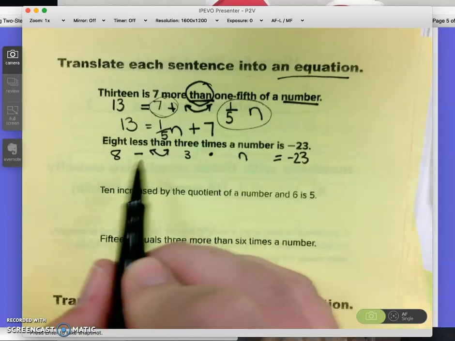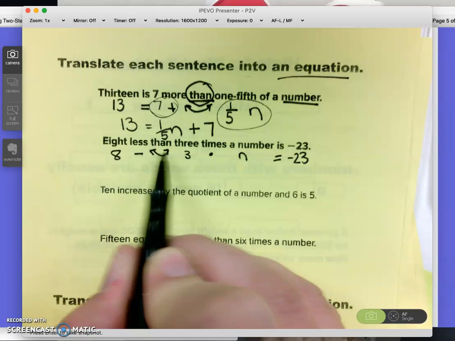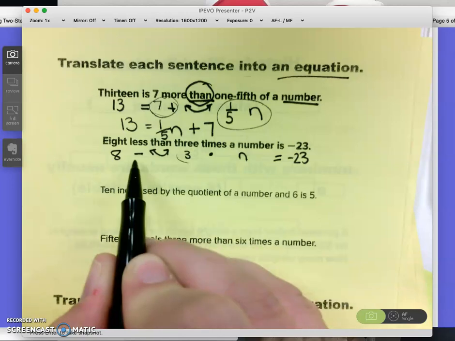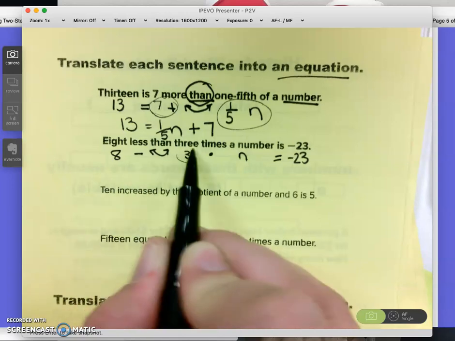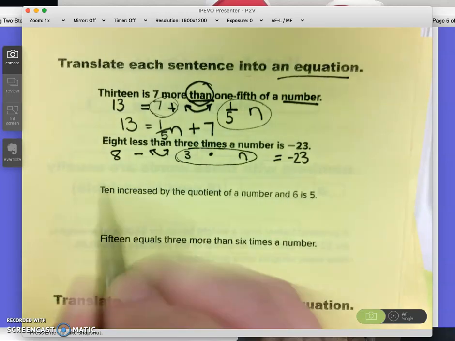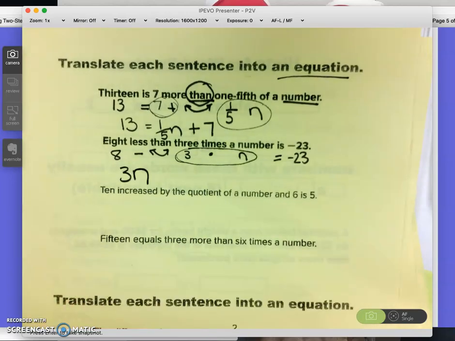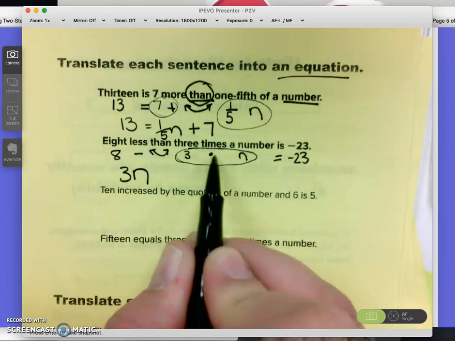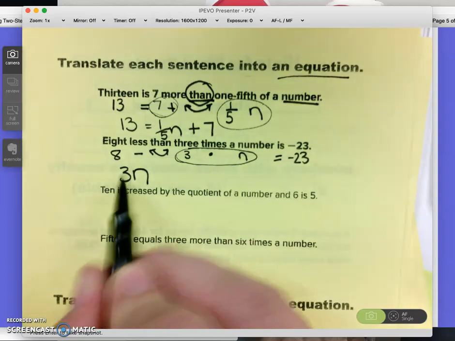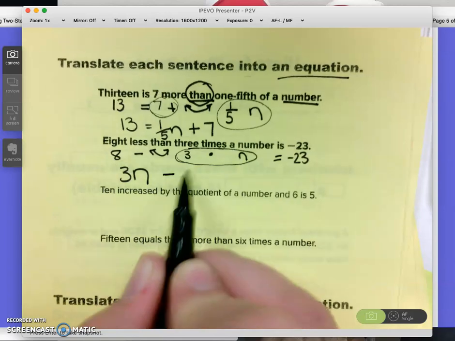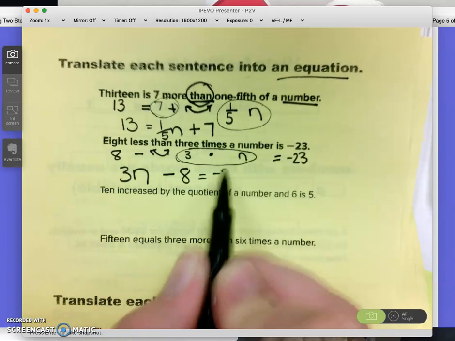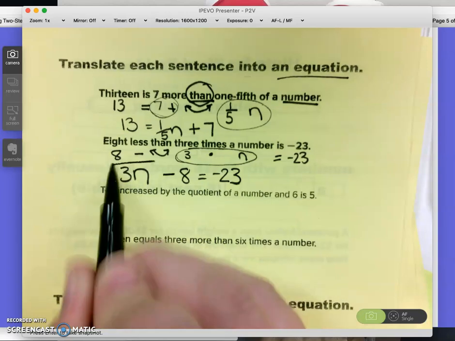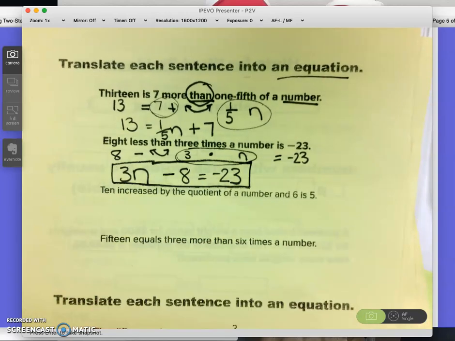Correct. All right. So because of the order, this is where it really matters with that subtraction. This term here is going to come first. So 3n, because this means 3 times a number. So that multiplication, I'm just going to put them next to each other, and then the subtraction, and then 8, equals, and then negative 23. Again, this is all you need.